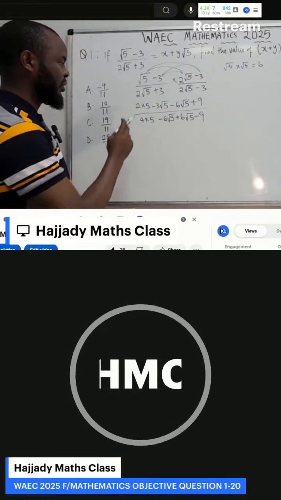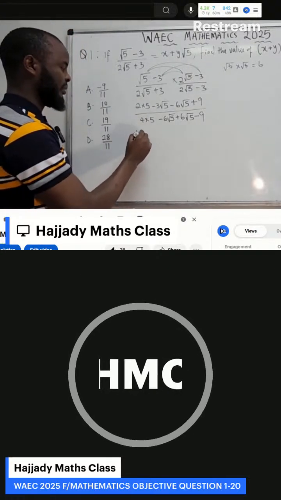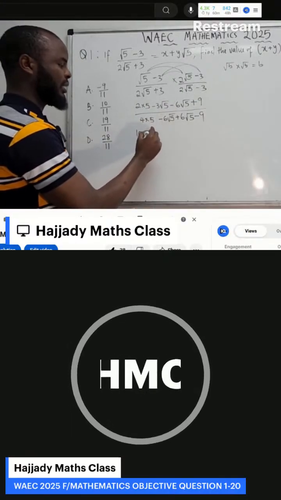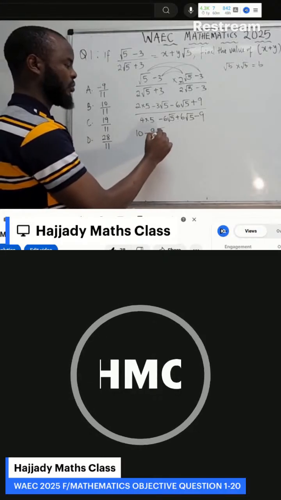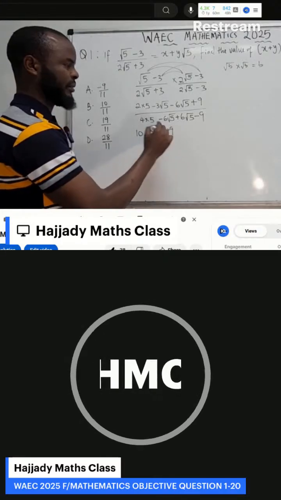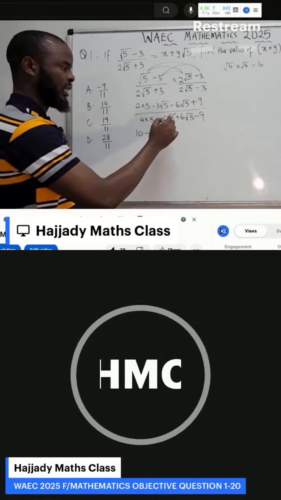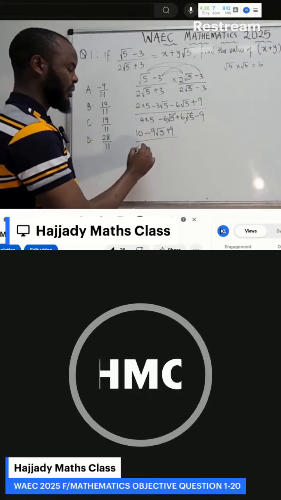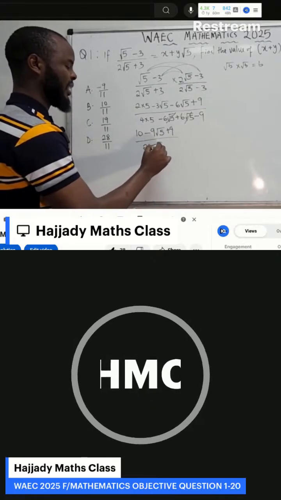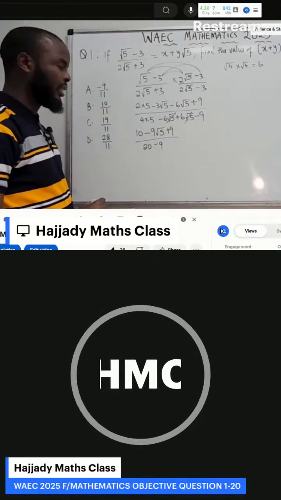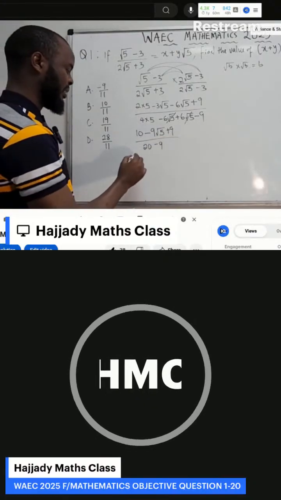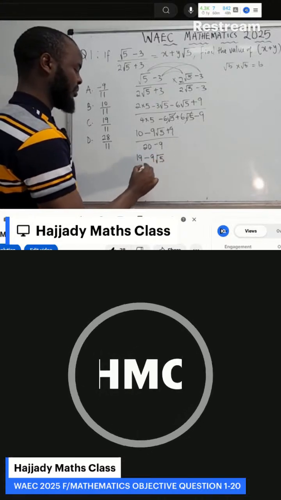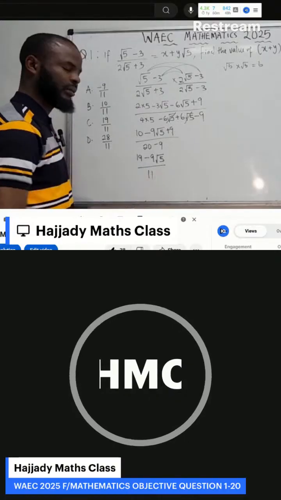Now, to proceed with this, 2 times 5 is the same thing as 10. Negative 3 root 5, negative 6 root 5 is going to be negative 9 root 5, plus 9. And in the denominator, negative 6 root 5 plus 6 root 5 cancelled out. So here we have 20 minus 9. Solving this further, 10 plus 9 is the same thing as 19 minus 9 root 5 divided by 11.